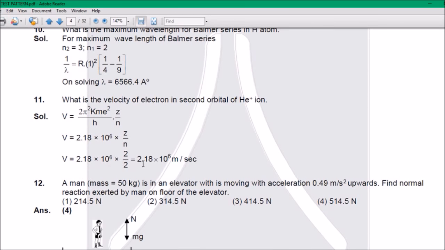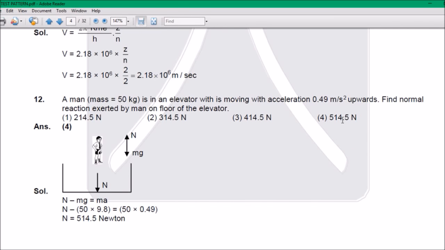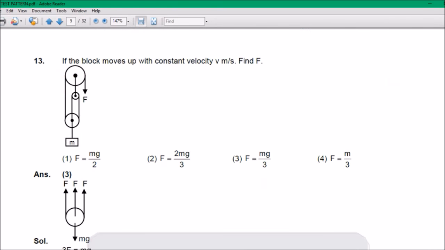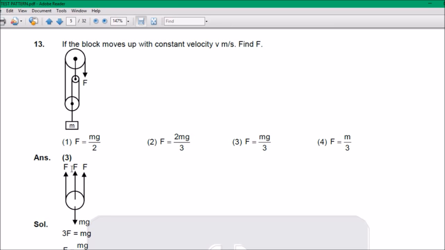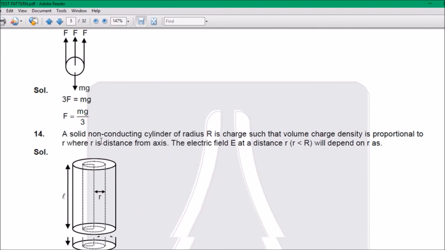11th, the answer is 2.18 into 10 raised to the power 6 meter per second. And 12th, the answer is 4514.5 newton. Okay, and then answer 13, the answer is F is equal to mg by 3. It's simply looking, this one is the 3, and 3F is equal to mg, F is equal to mg by 3. Okay, these are the very basic questions.